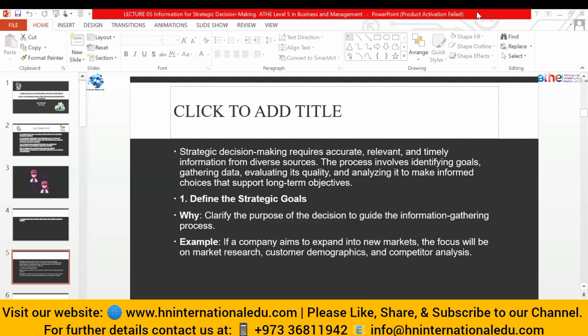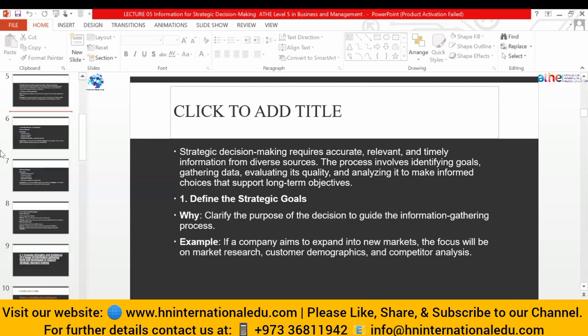All right. Clarify the purpose of the decision to guide the information gathering process. That is why we're going to do it, because it's an expensive plus time-taking process. For example, if a company aims to expand into new markets, the focus will be on market research, consumer demographics, and competitor analysis. Why? Because they're expanding into different markets. They're not confining their products and making them for only one market. It's going to be different, and with that, they are going to target different categories. Only then are they able to know why they're doing it.